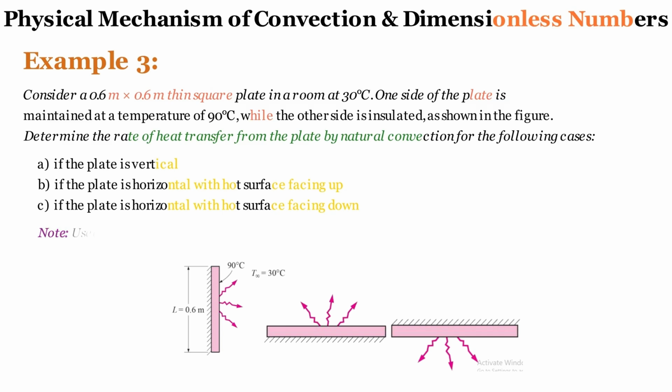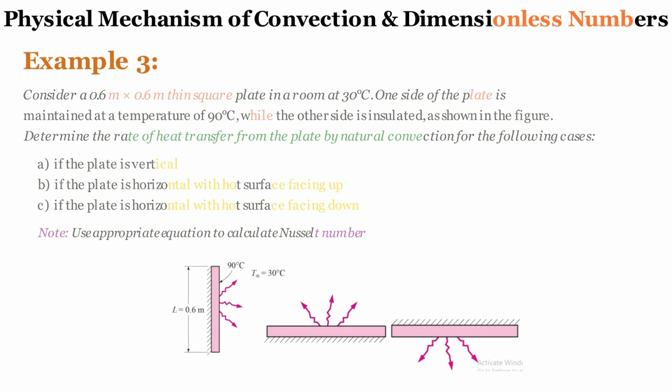Case A, if the plate is vertical. Case B, if the plate is horizontal with hot surface facing up. And case C, if the plate is horizontal with hot surface facing down. Important note here, we must use the appropriate equation for each case. The orientation matters a lot in natural convection. Got it? Same plate, same temperatures, but different orientations give us different heat transfer rates.